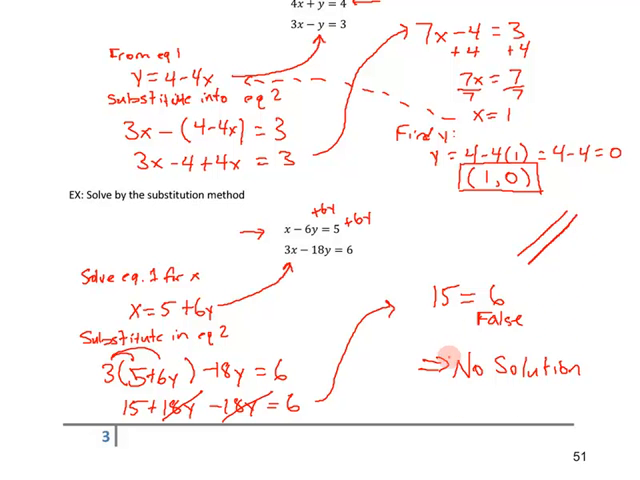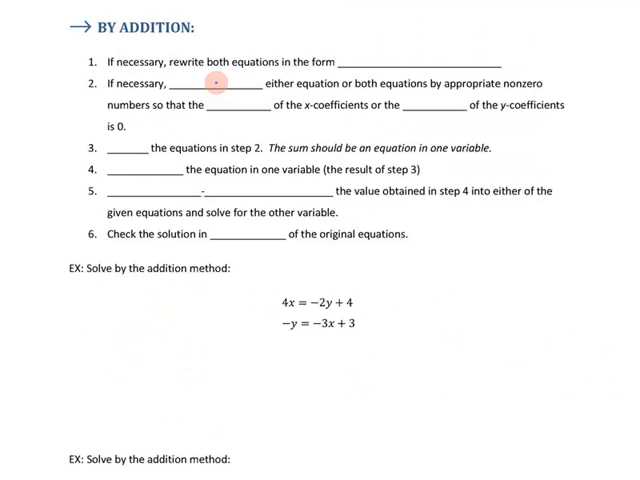So it is possible to have no solution, which is what we have here. The last technique that I want to show you for solving a linear system is something called the addition, or sometimes referred to as linear addition. The first step in using this technique for finding the solution to a system is to make sure that it's in standard form. So let's rewrite the equations in ax plus by equals c form.